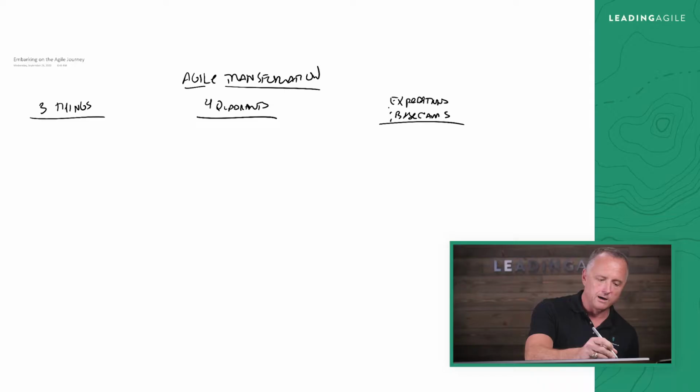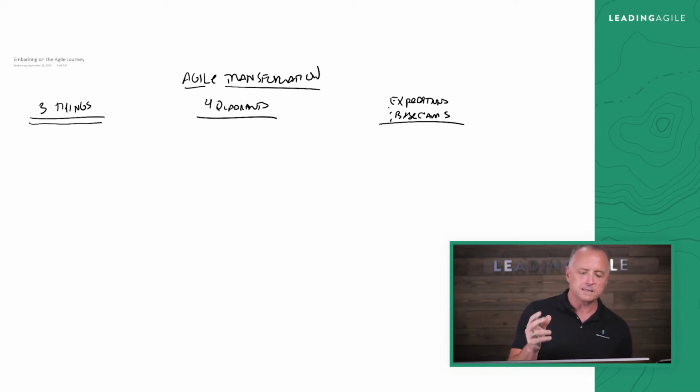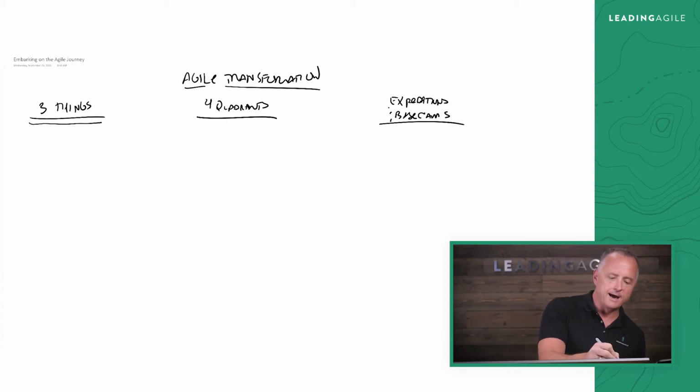The underlying concept behind the three things talk was that we have this theory of transformation that basically says that an agile transformation is about forming teams, building backlogs, and producing a working tested product, right?